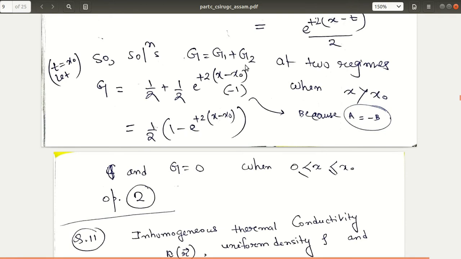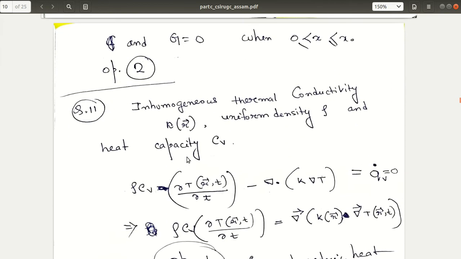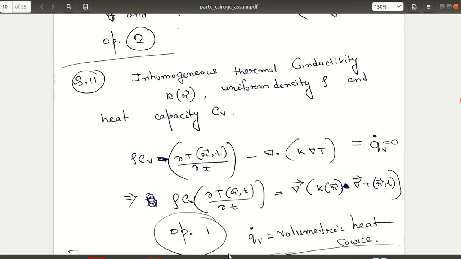Here, instead of t, they used the notation x naught, so I just use t, which I was familiar with. You can just change from t to x naught, so 2 into (x minus x naught) will be this, and for the other part it will be 0, because you can see this other solution is 0. And so next is this next question.